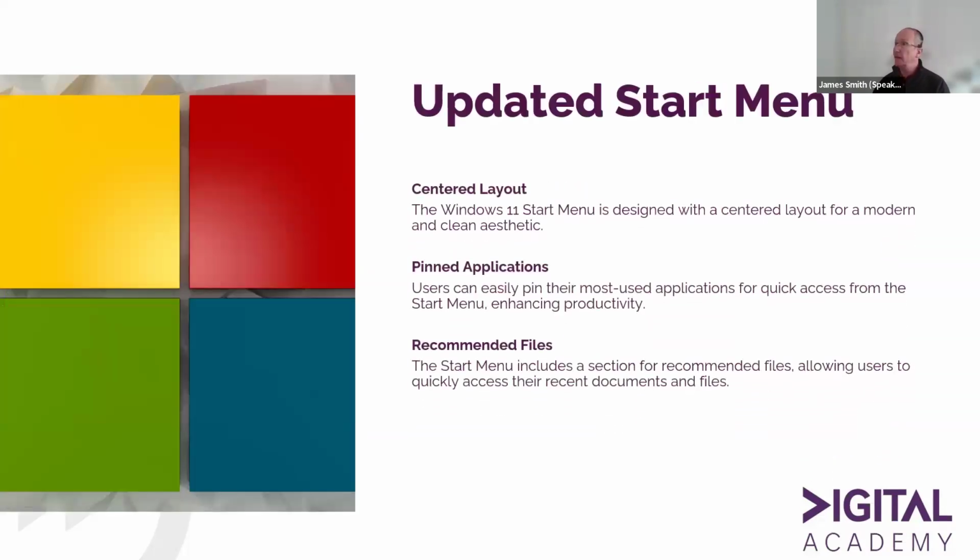Okay. So, updates to the Start menu. If you've not seen it before, in Windows 11 your Start menu is now centered at the bottom of the screen instead of in the bottom left corner. You can pin the applications that you use most onto your Start menu. It also features a new thing called recommended files. Previous versions of Windows would let you see files that you've worked on recently within applications. Windows 11 will show you recommended files, which we'll have a look at.